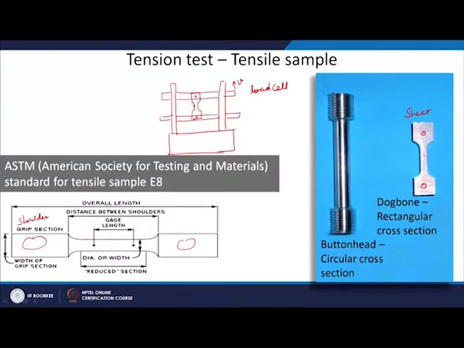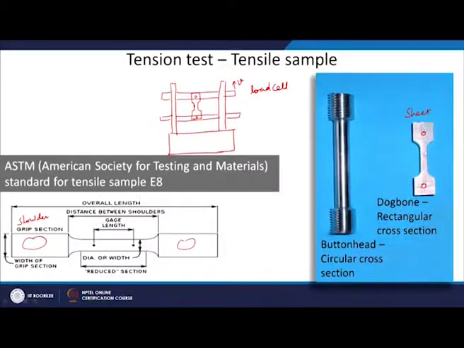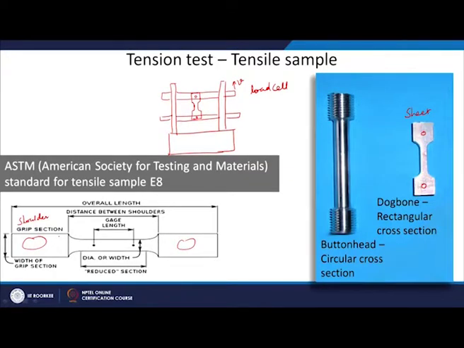Now, one of the most important parts of this sample is what we call the gauge length, which is mentioned here between 2 points, and there we have also reduced the cross sectional area of the sample. The idea is that this part of the sample will experience more stress because the cross sectional area is reduced. So, the deformation will be concentrated in this part, and the shoulder part should not deform normally.